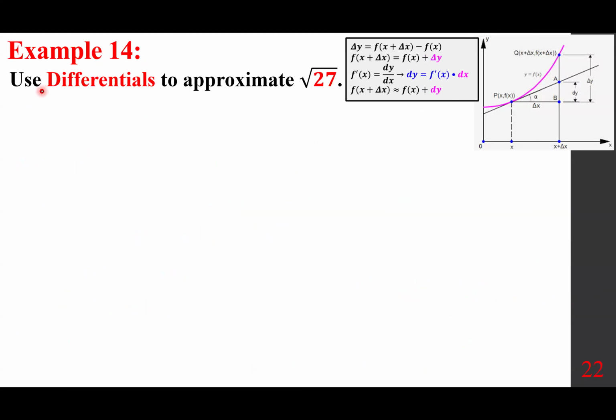I'm going to repeat the question. Use differential for a different concept to approximate square root of 27. Again, we need a function. So what function? Read the question. Square root of 27. So what operation are we discussing? Square root. So f of x must be the square root of x.